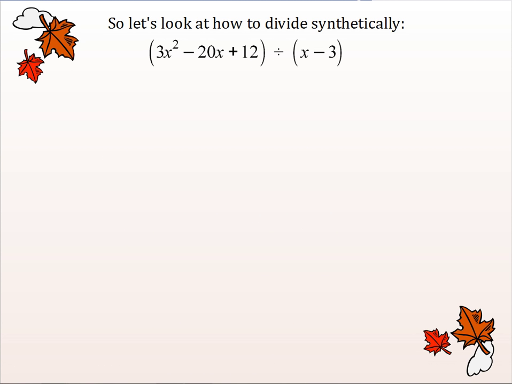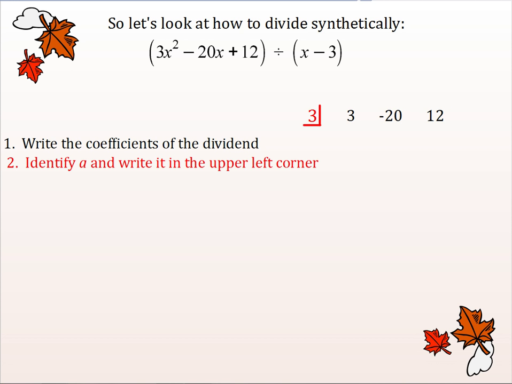So let's go through a problem. We're going to go through this kind of slowly, writing down each step as we go and show you how to divide synthetically. So first of all, I'm going to write the coefficients of the dividend. So in my 3x squared minus 20x plus 12, remember we're just concerned with the 3, the negative 20, and the 12.